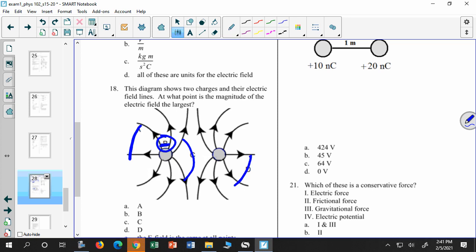You can also think about this in terms of how close you are to the charge. Because the closer you are to the bigger charge, the bigger the electric field is going to be. Remember, E is kq over r squared. So if r gets really small, if I get really close to the charge, then E is going to get big.